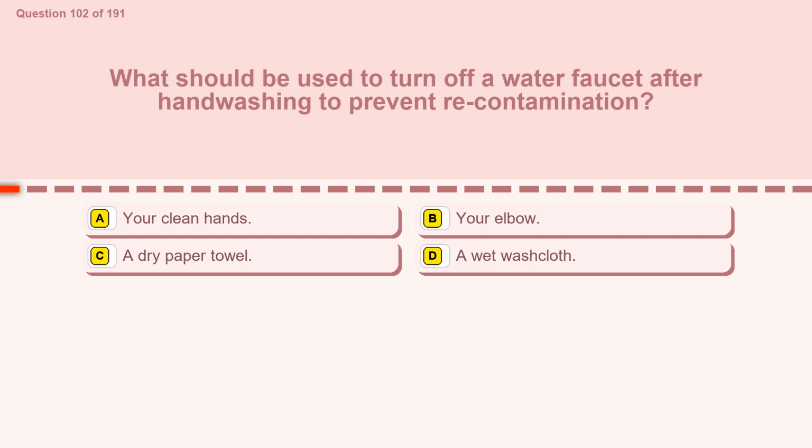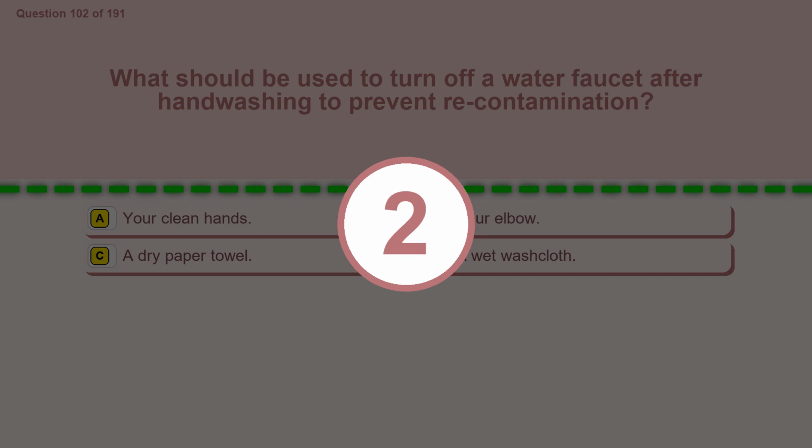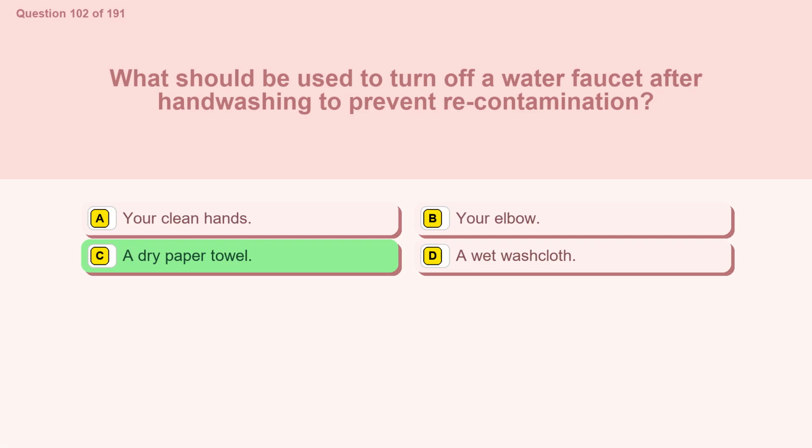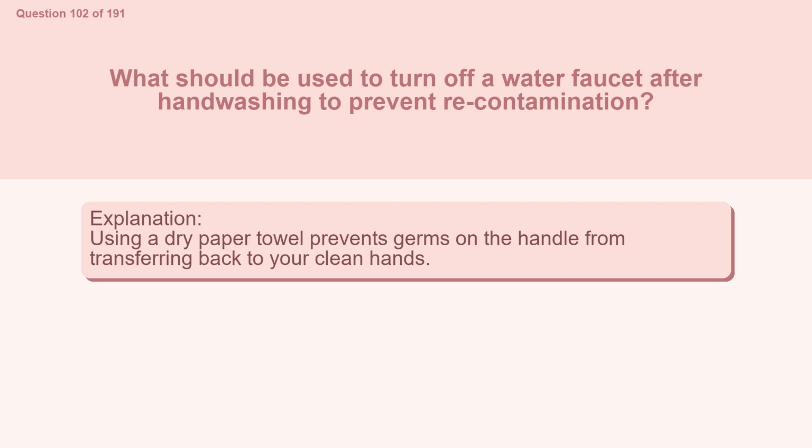Question 102. What should be used to turn off a water faucet after hand washing to prevent recontamination? Option A, your clean hands. Option B, your elbow. Option C, a dry paper towel. Option D, a wet washcloth. The correct answer is option C, a dry paper towel. Using a dry paper towel prevents germs on the handle from transferring back to your clean hands.